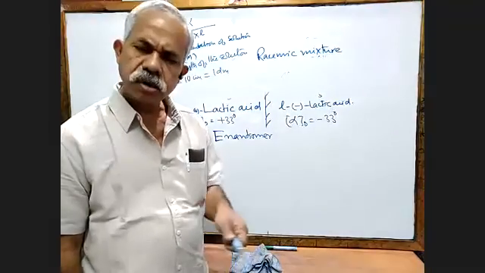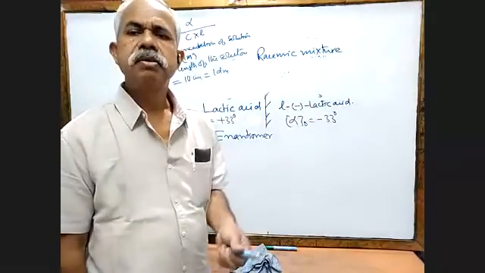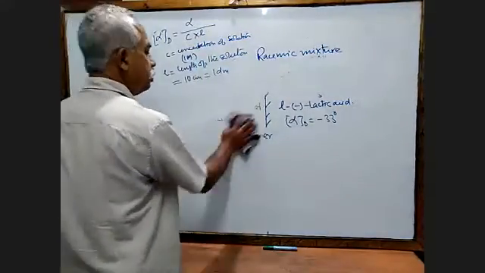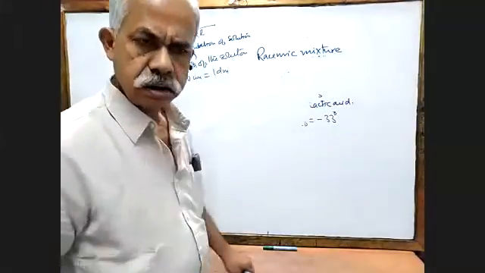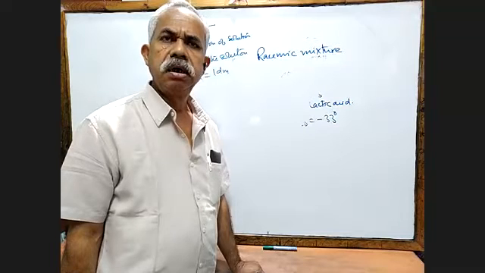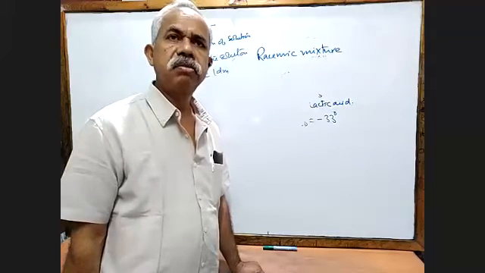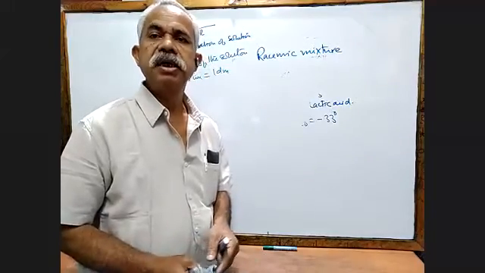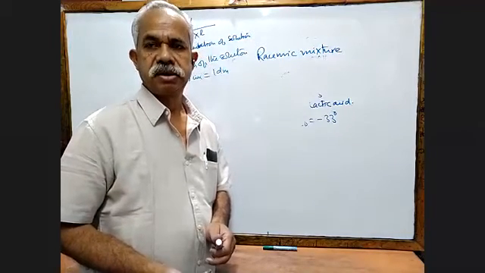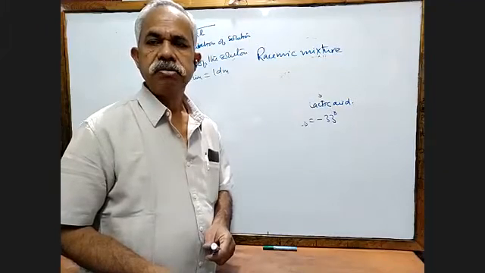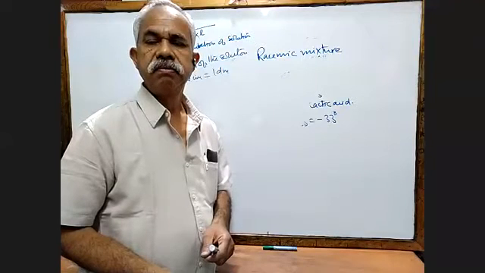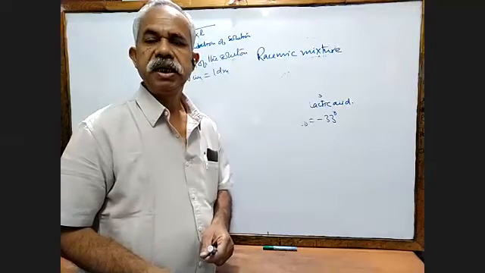All right. In your book, only this much is written. But if you don't mind, I'll go a little further. Okay? A racemic mixture is one which contains equimolar amounts of both the enantiomers, by which the solution becomes optically inactive.